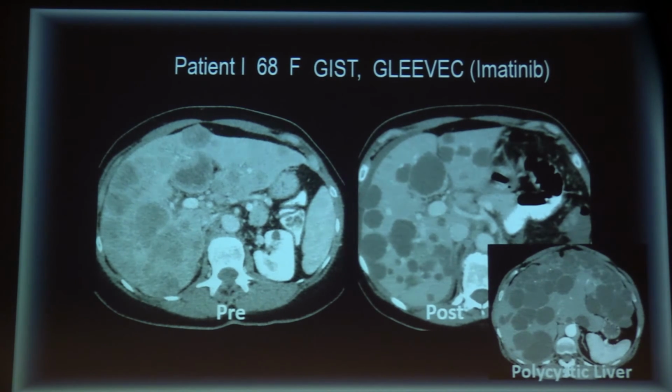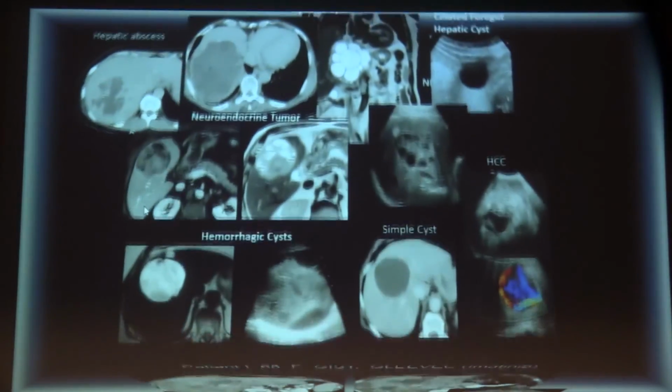This is actually regression. The cause for the ascites is that one of the side effects of Gleevec is fluid retention. It causes pleural effusion, pericardial effusion. So just remember that cysts following treatment of metastasis do not mean progression, it actually means regression.